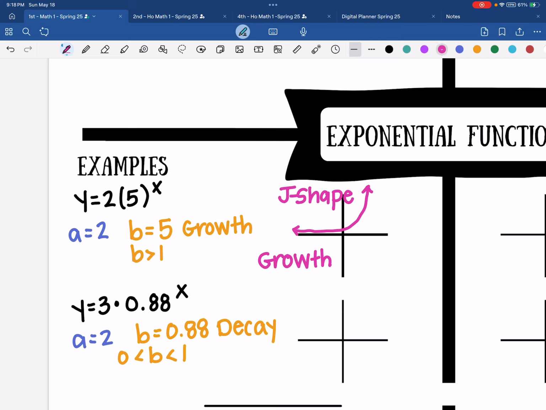The same thing happens with decay. It starts off at a higher level and then it's going to decay and level back out because it can never go below 0. If you notice, this one has an L shape. So the L shape is going to represent decay.